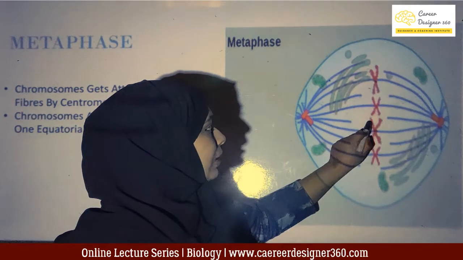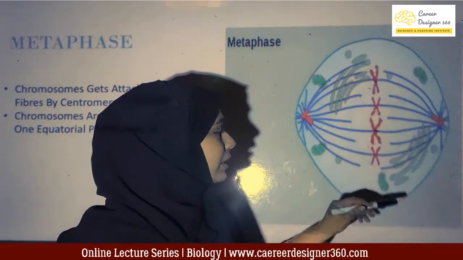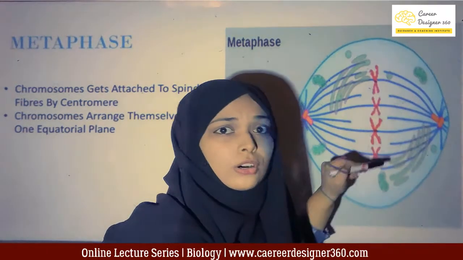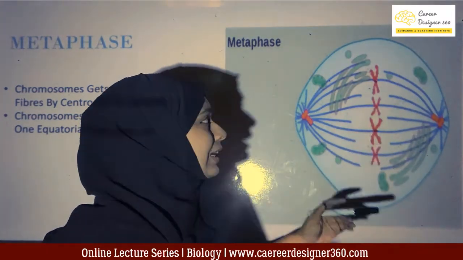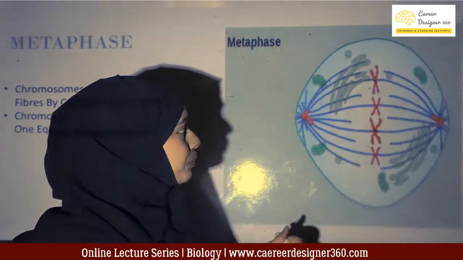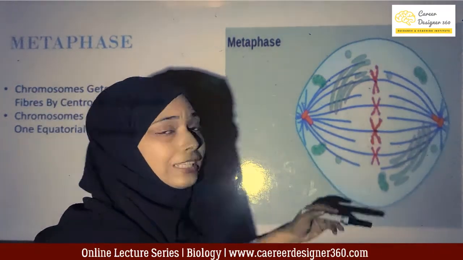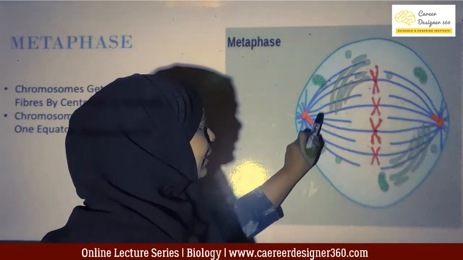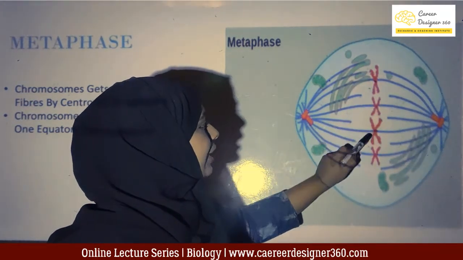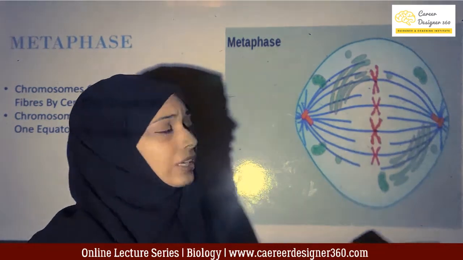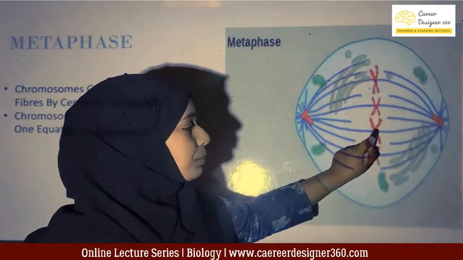So how are these two sister chromatids separated? It's with the help of spindle fibers. This is the main function of spindle fibers, that it helps in the separation of the two sister chromatids. Before the separation, it needs to be attached to the chromosomes, right? So during metaphase, the spindle fibers attach to chromosomes. And where do they attach? They attach at the centromere.